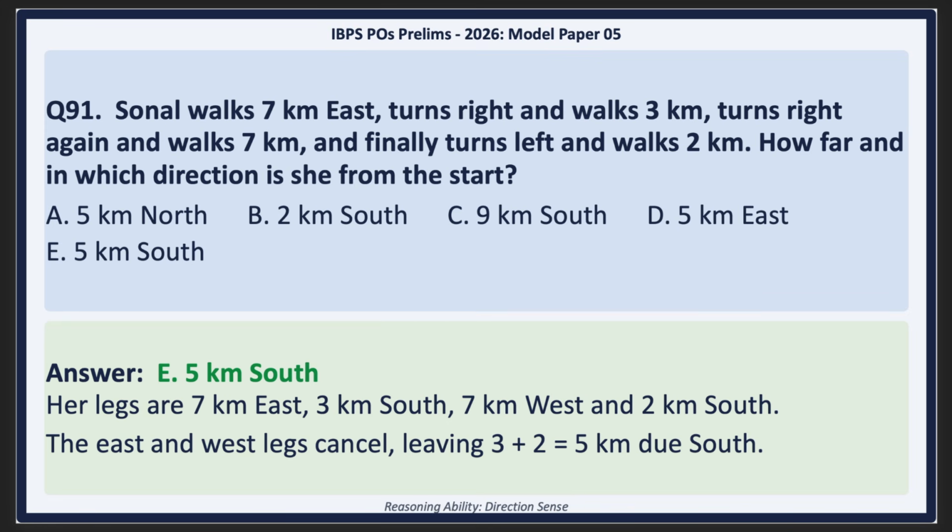Don't let the twisting directions confuse you. Map the axis. She went 7 clicks east and then later went 7 clicks west. Those opposite directions completely cancel each other out. Her east-west displacement is 0. Right, but on the north-south axis, she walked 3 kilometers south and then another 2 kilometers south. Add those together, and she is exactly 5 kilometers south of where she began. Exactly.